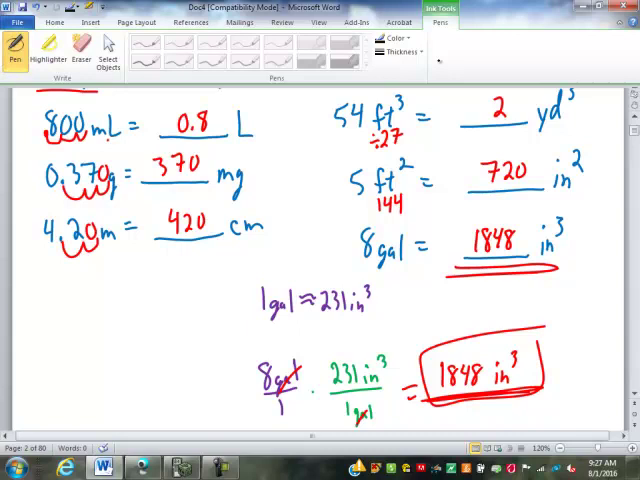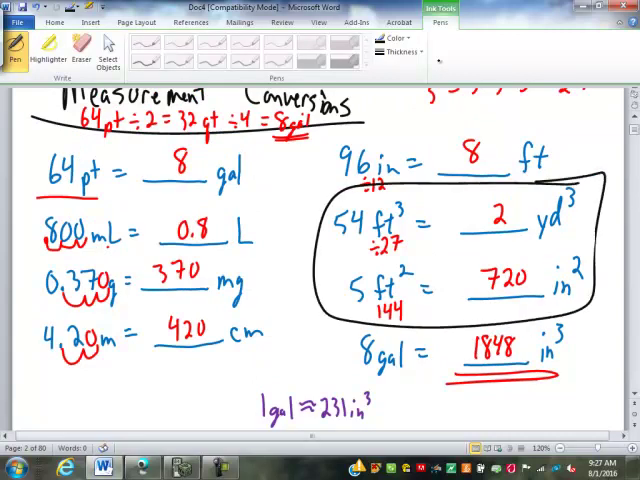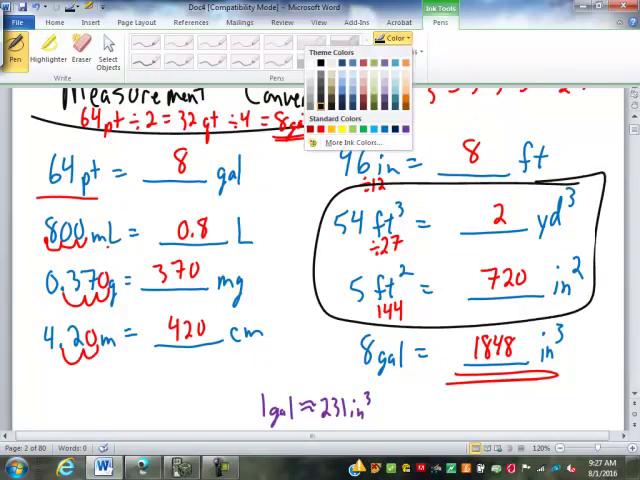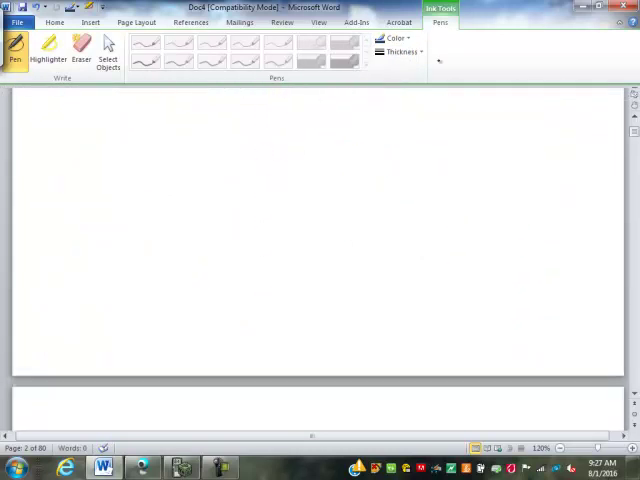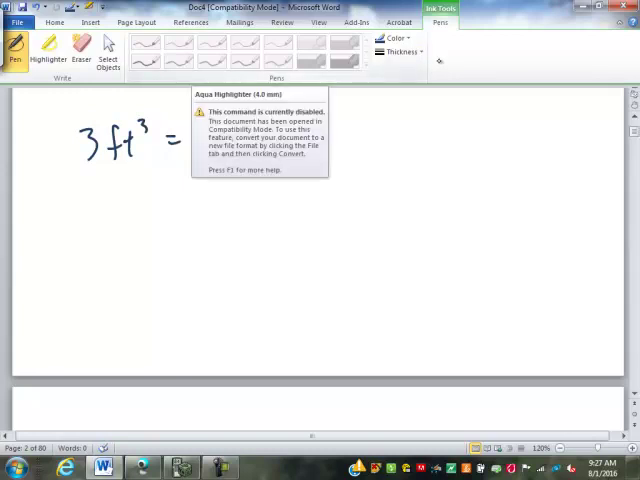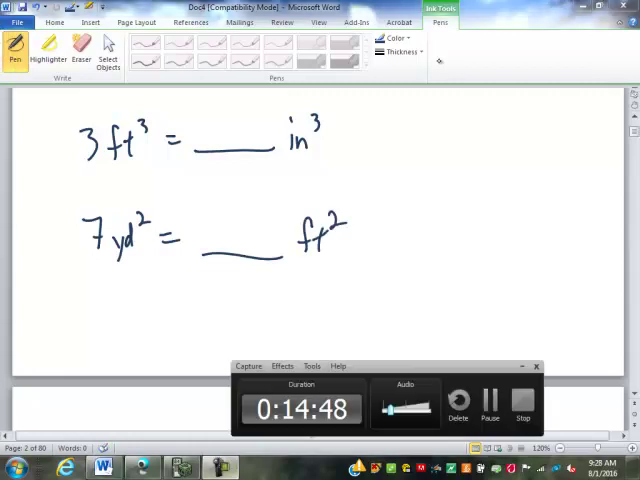Okay, so we struggled a little bit with the squared and the cubic, so make sure you look those over. I'm going to do a couple more here for you. Three cubic feet going into cubic inches and 7 square yards going into square feet. Try those quick.